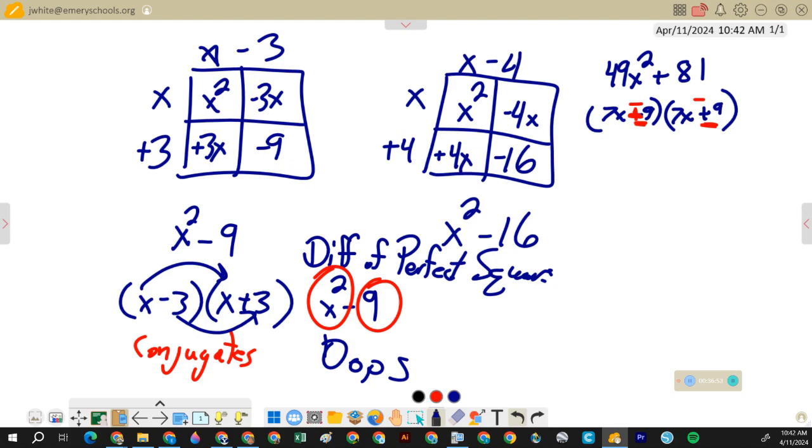So what is wrong with this equation? It is not a difference. So in order for the difference of perfect square factoring to work, to break down into conjugates, it has to be a subtraction. If it's not a subtraction, it doesn't work.